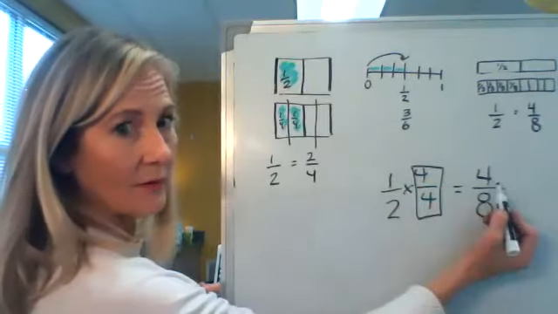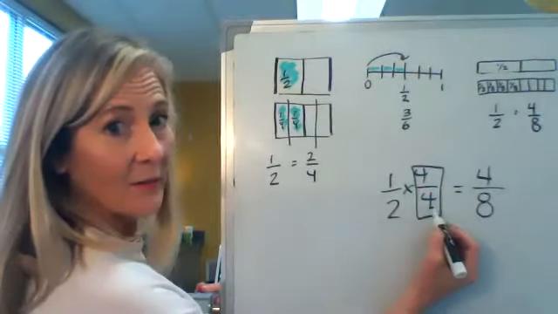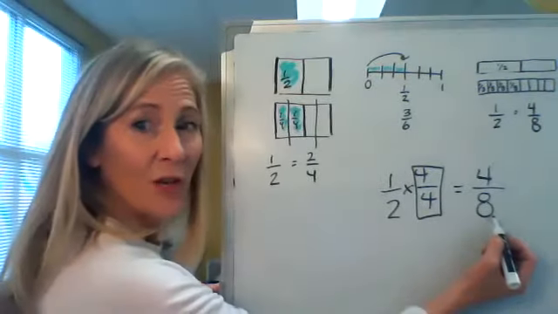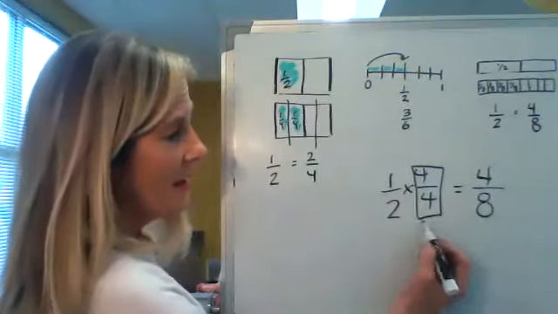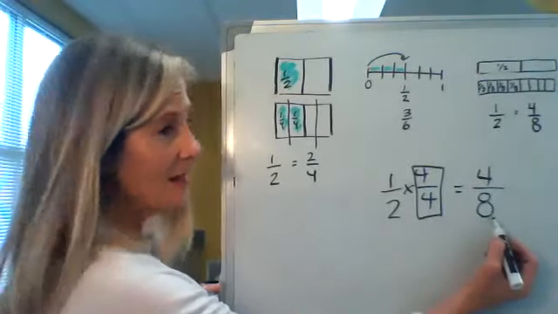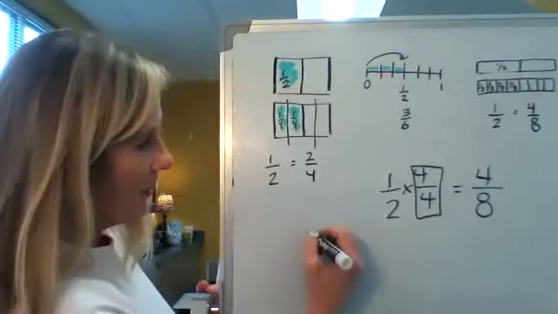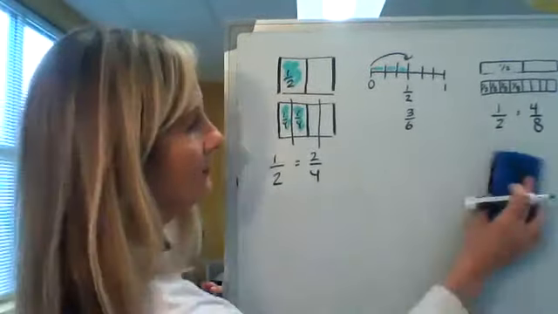So 1 times 4, 4. Halves, 4 times as many halves gives me eighths, right? They're still denominators, they're still labels. So these are halves and those are eighths. And I get 4/8. So let's try that with a couple of other fractions.